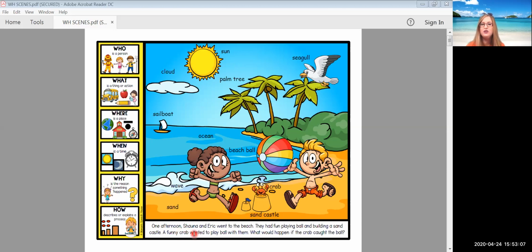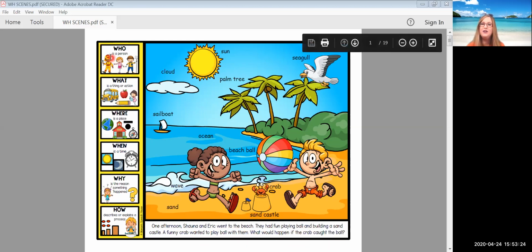One afternoon, Shauna and Eric went to the beach. They had fun playing ball and building a sand castle. A funny crab wanted to play ball with them. What would happen if the crab caught the ball?